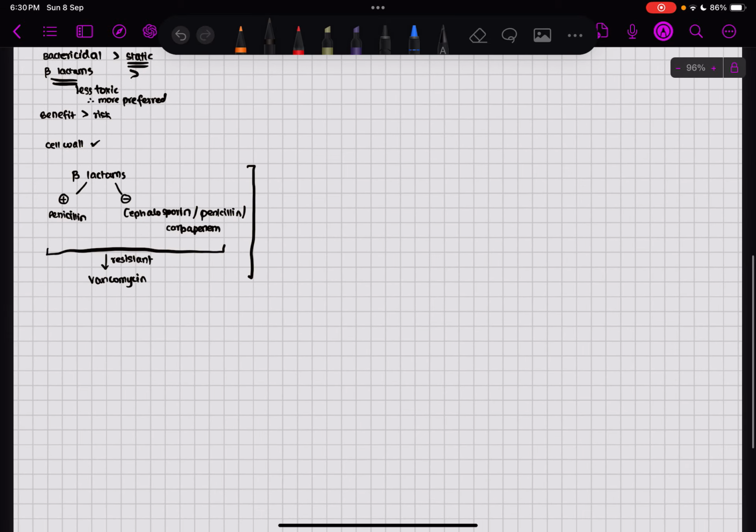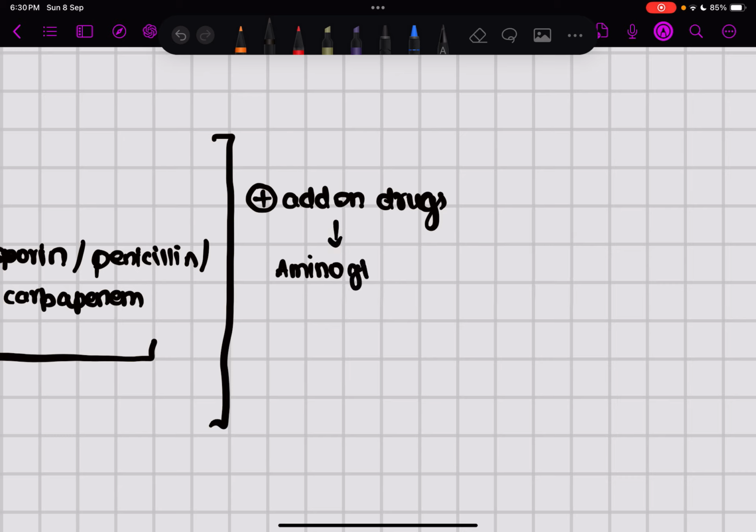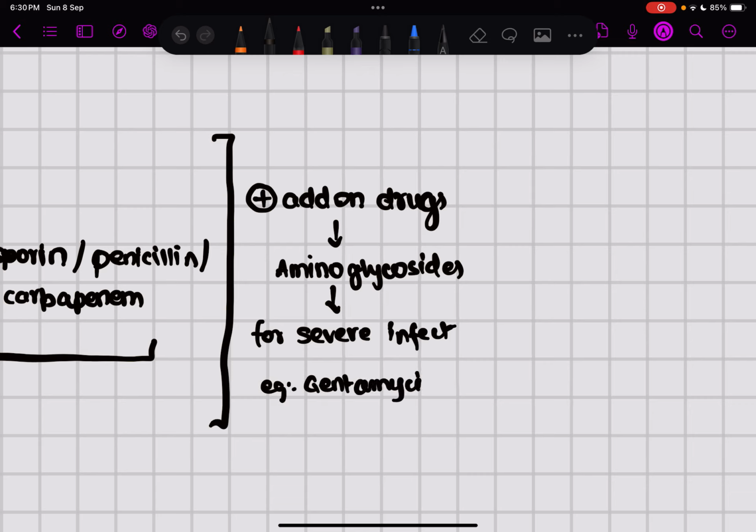Along with this, we usually give add-on drugs. Add-on drugs are usually aminoglycosides. They are given for severe infection. An example is gentamicin. They are given for both gram positive and negative bacteria.